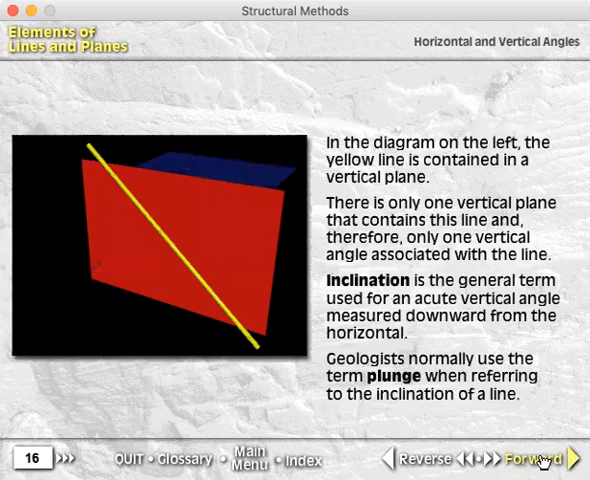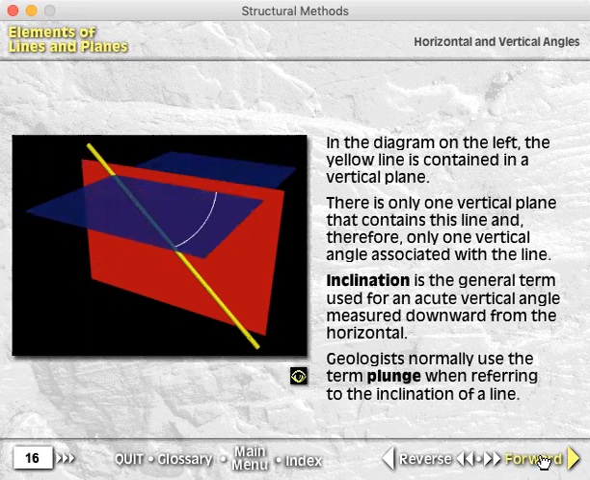In the diagram on the left, the yellow line is contained in a vertical plane. There is only one vertical plane that contains this line, and therefore only one vertical angle associated with the line. Inclination is the general term used for an acute vertical angle measured downward from the horizontal. Geologists normally use the term plunge when referring to the inclination of a line.